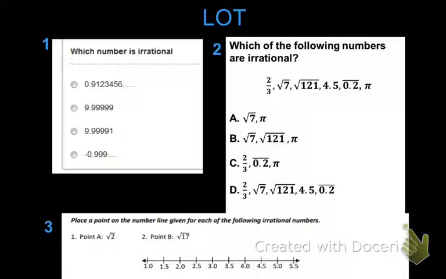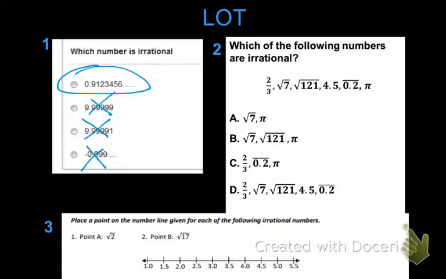Alright, welcome back. Hopefully you have tried the LOT and hopefully you remember some of this, feel a little bit confident about this. In the first one, number 1, which number is irrational? Well, I remember that rational numbers can be turned into fractions, so irrational numbers cannot. I know that numbers that repeat can be made into a fraction, so this last one I think is rational. I know that numbers that terminate or have an end are also rational because they can be put into fractions, so it looks like this first answer choice is my irrational number.